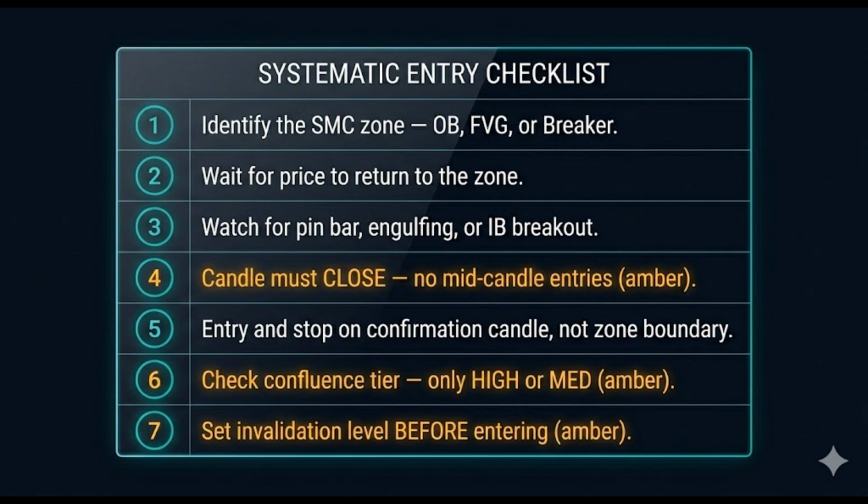The candle is the signal. The zone is the context. 6. Check your confluence tier. Only trade high or medium setups. 7. Set your invalidation level before you enter. If you cannot define the level at which the trade is wrong, you are not ready to enter. All 7 steps, in order, every time.